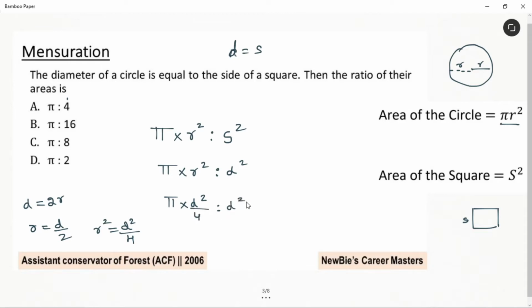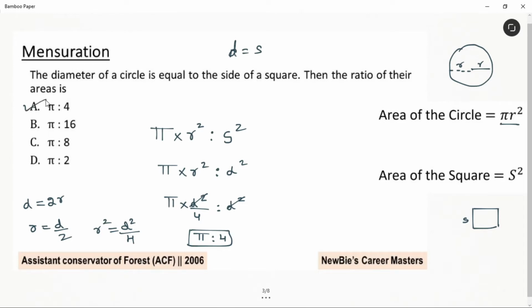Very simple. Now d square is common, so let's remove it. What are we left with? Pi is to 4. Am I clear? Now the answer is pi is to 4. This is the final answer. See, mensuration is all about formulas. You need to remember a few formulas. If you know these formulas, solving this question is easy, no? Correct? So the formula for area of the circle is pi r square. The formula for area of the square is s square. S square means side square. Am I clear? Now the answer is pi is to 4.